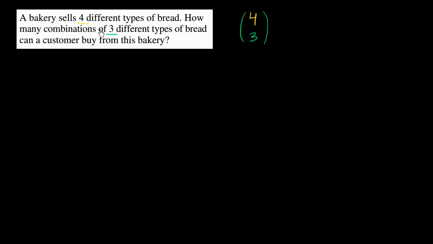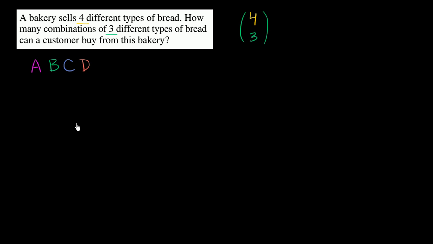Or you could just do this brute force. And what we'll see is this is actually not too hard to do in a brute force type of way. So we have 4 different types of bread. Let's say you have type A, type B, type C, and type D. So let's try to figure out as many combinations as we can.